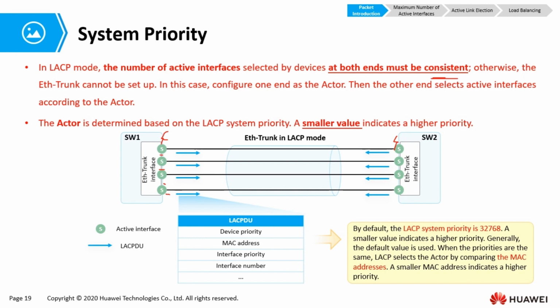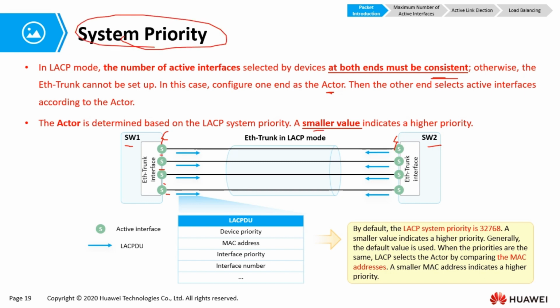So if, let's say, on your switch 1 you only have 3, make sure your switch 2 also has 3. In this case, most of the time you need to ensure that one end, either switch 2 or switch 1, is configured as the actor. Then it will select the active interfaces. So how do they select the actor? It is based on the system priority.